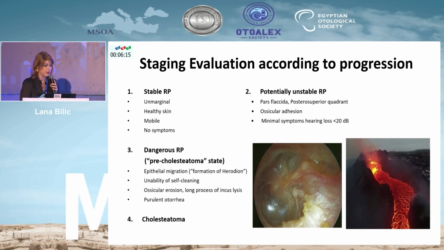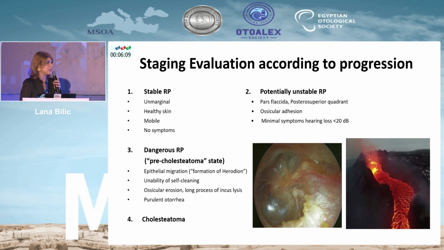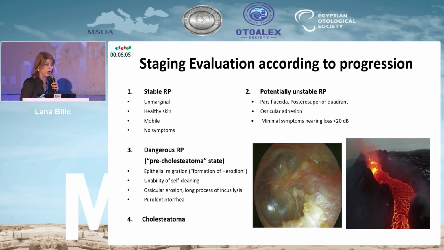There you can see that there is a famous sign as formation of Herodion, or what French people say coulée de lave, because it looks very much like a volcano eruption. And of course, cholesteatoma, we will operate.